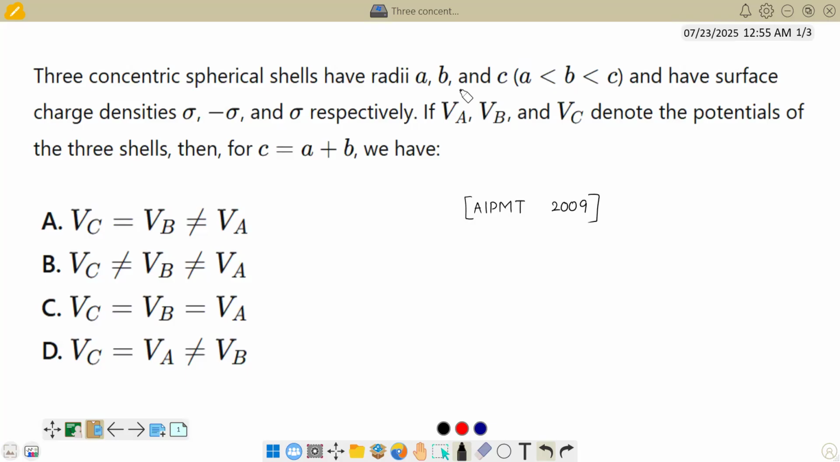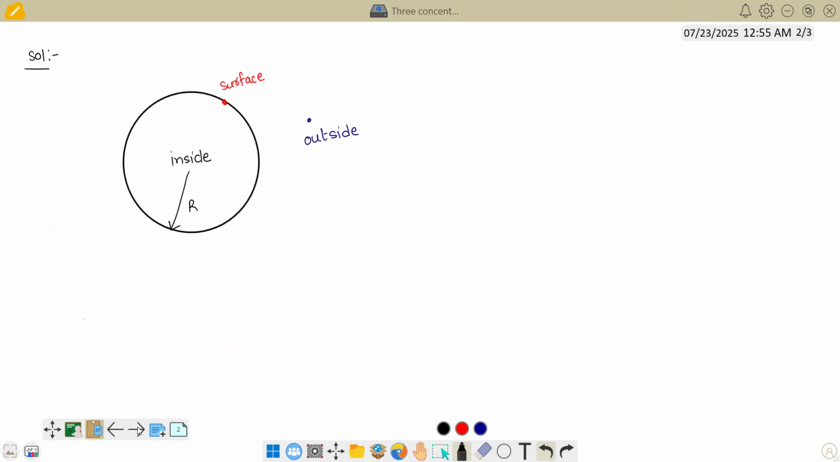Hello student, the question says three concentric spherical shells have radii A, B and C and have surface charge density sigma, minus sigma and sigma respectively. If VA, VB and VC denote the potentials of the three shells, then for C equal to A plus B, what are the respective conditions we have to tell? Before we solve this problem, let us look at the formulas of a shell.